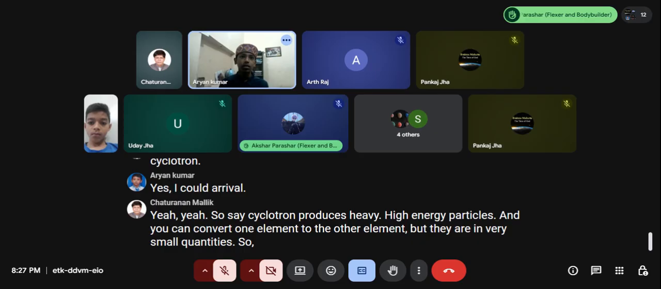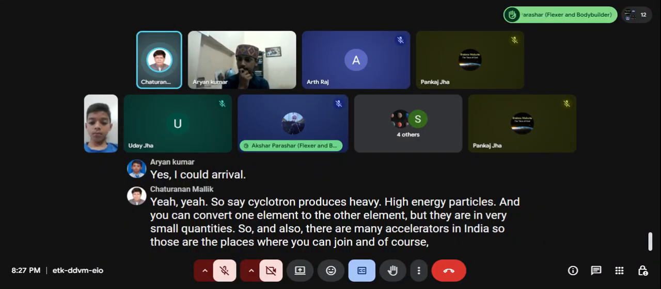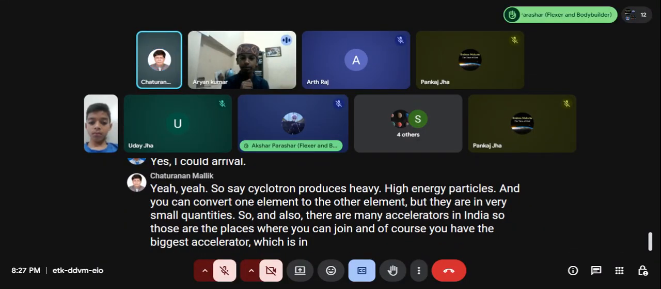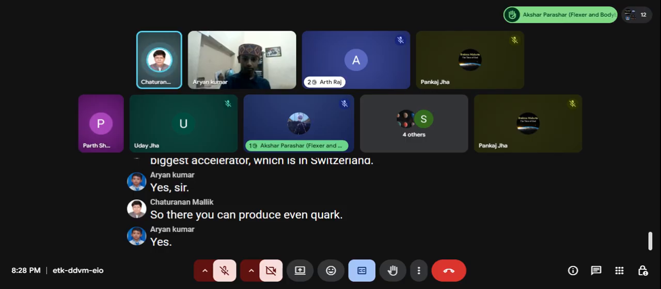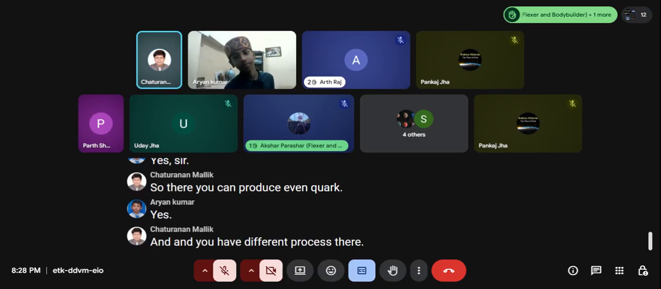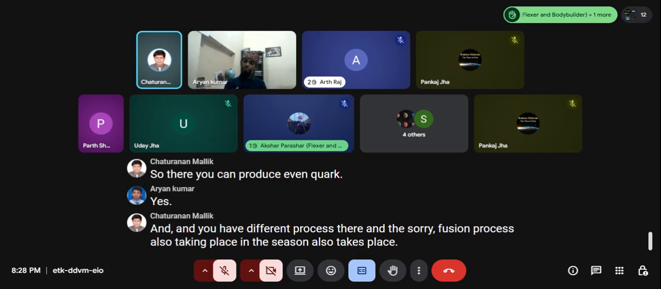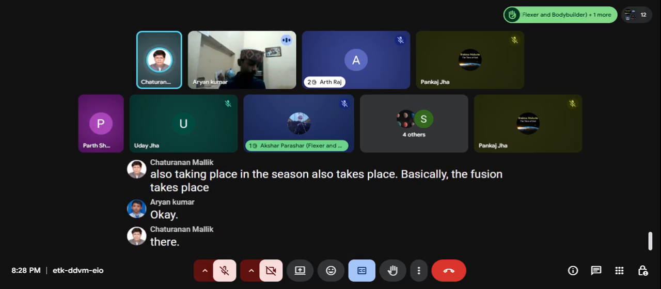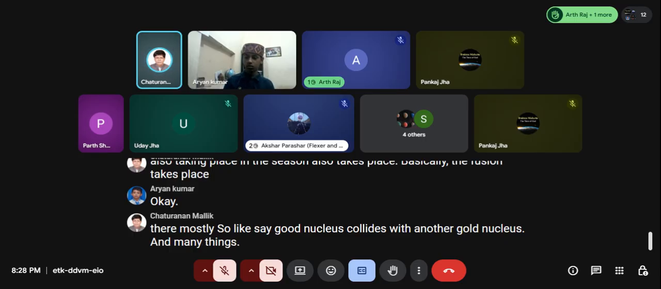Also there are many accelerators in India. Those are the places where you can join. And of course, you have the biggest accelerator, which is in Switzerland, CERN. There you can produce even quarks, and the fusion process also takes place there mostly. Like, say, a gold nucleus collides with another gold nucleus, and many things happen.